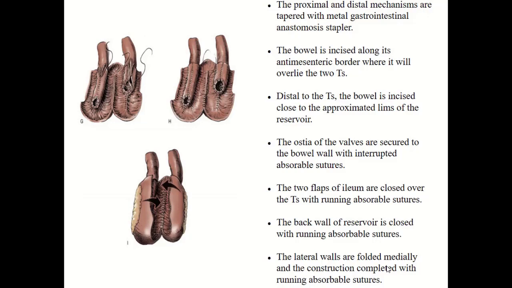The two flaps of the ileum are closed over the T's with a running absorbable suture. The back of the reservoir wall is closed with a running absorbable suture, and the lateral walls are folded medially and construction is completed with a running absorbable suture.